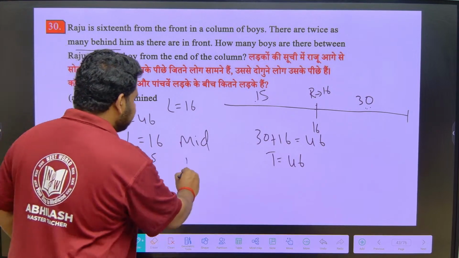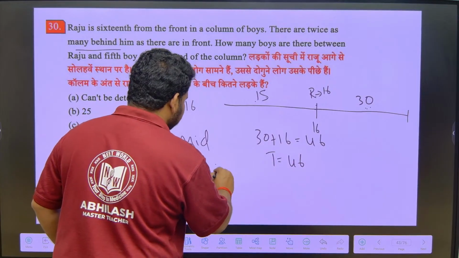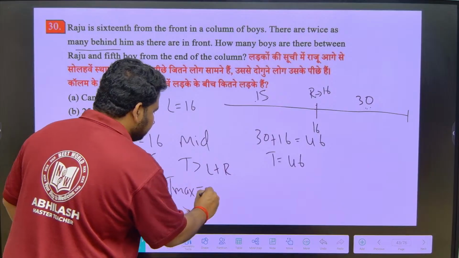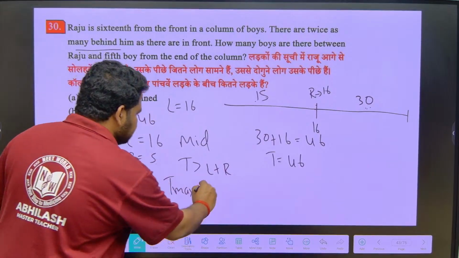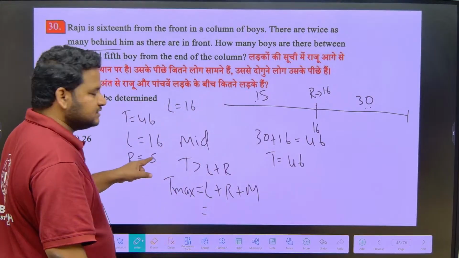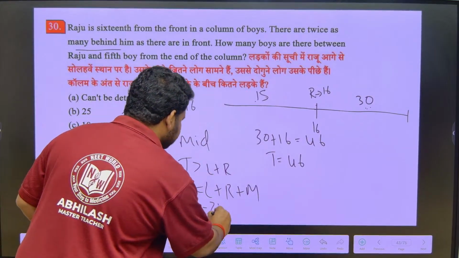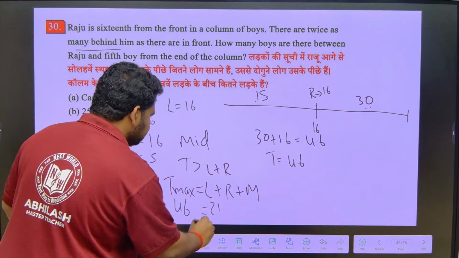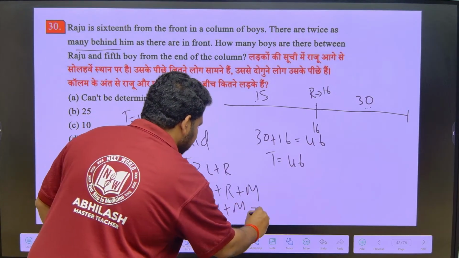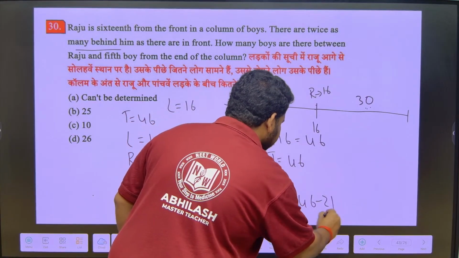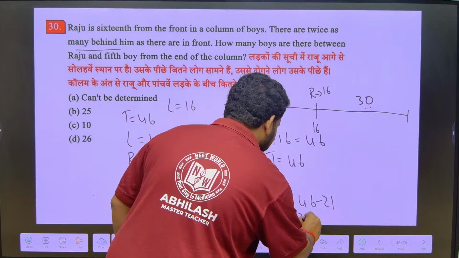Here total is greater than left plus R. So, I should use the total maximum formula. Total maximum is equal to L plus R plus M. L plus R is 16 plus 5, that is 21. Got it? 16 plus 5, 21. Total maximum is 46, so 46 equals 21 plus M. M we don't know. So, M value is equal to 46 minus 21, that is nothing but equal to 25.